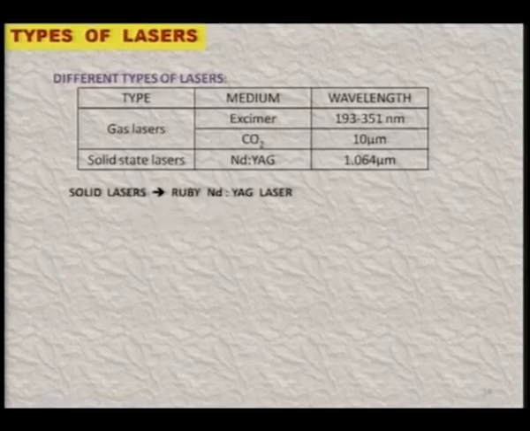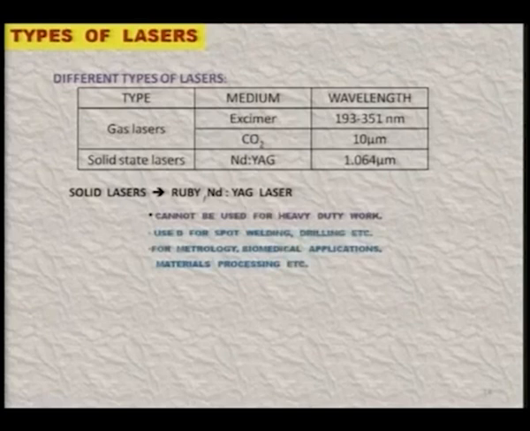Solid lasers are ruby and Nd:YAG lasers. These are the two different types of the lasers which are commonly used. These solid lasers cannot be used for heavy duty work, because the power of the laser that you obtain from the solid lasers is comparatively smaller as compared to gas lasers. It is used for spot welding, for drilling fine holes, etc. Very important applications of these solid lasers are metrology, biomedical applications, material processing and similar other applications.